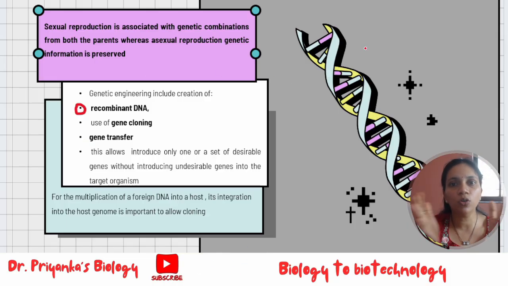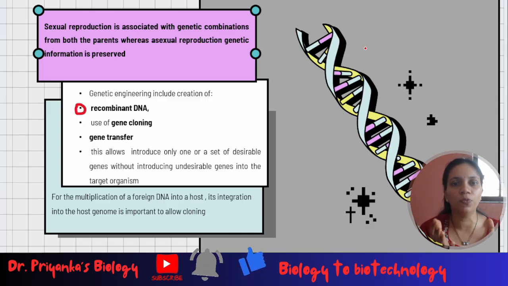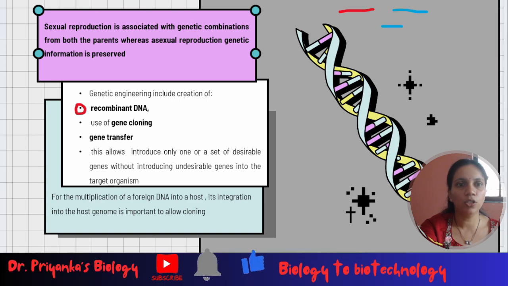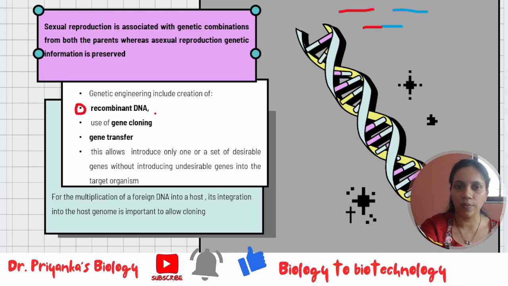We are talking about a combination of two different DNA. So we will have one DNA, and we will have another piece of DNA. When both these DNA are joined together by some method, we'll see what that method is later on, this new product is called the recombinant DNA.